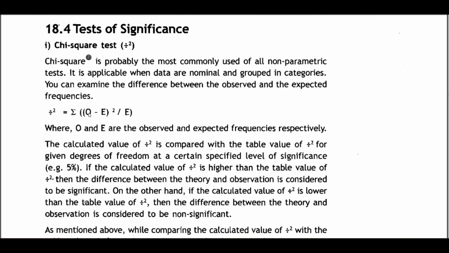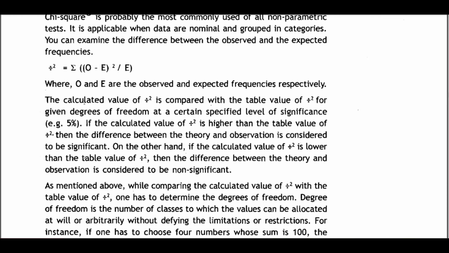Chi-square is equal to the sum of (O minus E) whole squared divided by E, where O and E are the observed and expected frequencies respectively. The calculated value of chi-square is compared with the table value of chi-square for given degrees of freedom at a specified level of significance, for example 5%. If the calculated value is higher than the table value, then the difference between theory and observation is considered significant. On the other hand, if the calculated value is lower than the table value, the difference is considered non-significant.